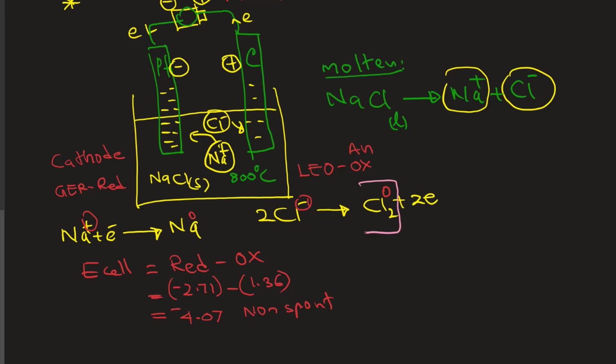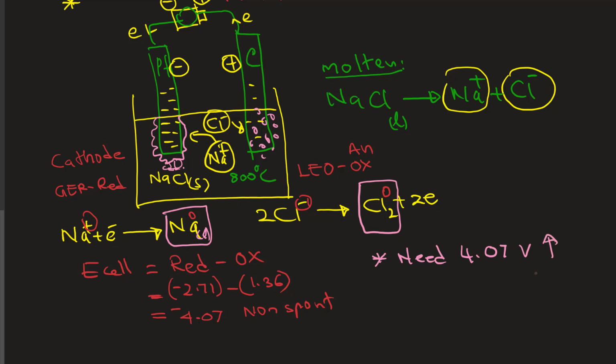So it's going to be very expensive to make chlorine on your anode and also make sodium on the cathode, right? But actually, sodium is a liquid when it makes, because it's 800 degrees, right? So what do we need? We need more than 4.07 volts, positive, and we need the anode to make the chlorine.